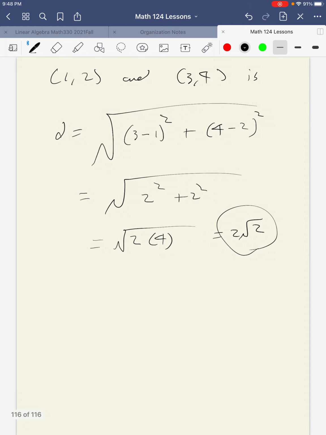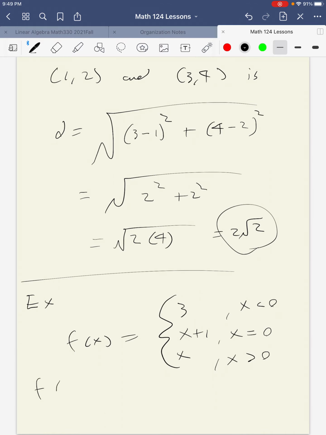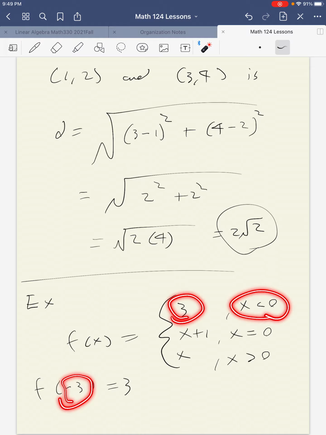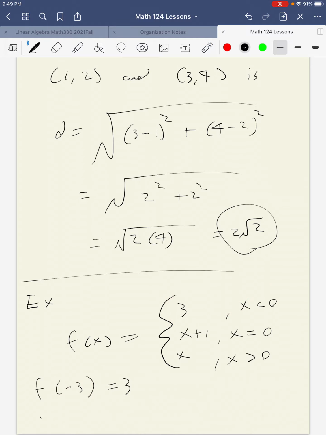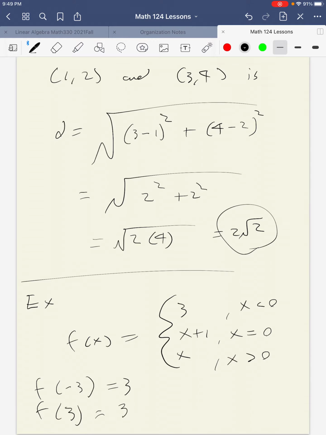Okay, so let's also be comfortable plugging into piecewise functions. So let me give you a piecewise function. Okay, so if we plug some numbers in, let's say we plug in the number -3, that's going to equal 3. Why? Because -3 is less than 0, so therefore we plug into this formula. Okay, well, what if we plug in +3? Well, +3 is greater than 0, so I plug into that formula. And by coincidence, I also get a 3.